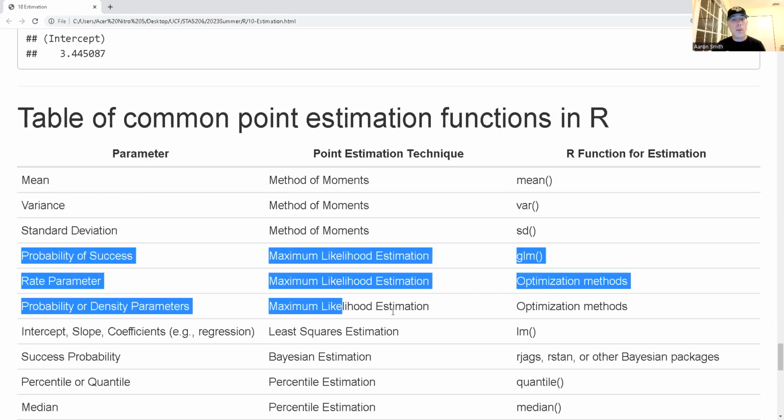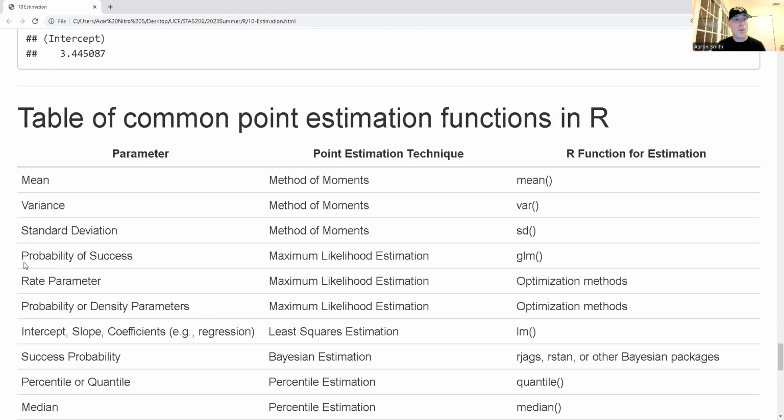Now, these are going to deal with maximum likelihood estimation. For probability of success, we can use generalized linear models. This is referring to logistic regression, by the way. For the rate parameter that we talked about previously, maximum likelihood estimation can be an optimization method. And probability or density parameters can be estimated using an optimization method. Here, the optimization methods mean we're letting the computer iterate and try to figure out the maximum value instead of sitting down and doing calculus ourselves, pencil and paper.